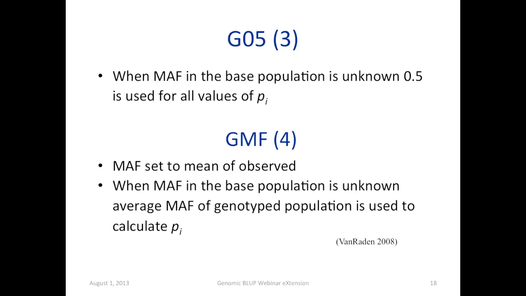And then GO5: when the minor allele frequency in the base population is unknown, then 0.5 is used for all the values of P sub i. And another one is GMF. Again, it's about the minor allele frequency in the base population. When it is not known, we use the average minor allele frequency of the genotyped population. So depending on what kind of minor allele frequency is used, matrices are named GO5, GMF.